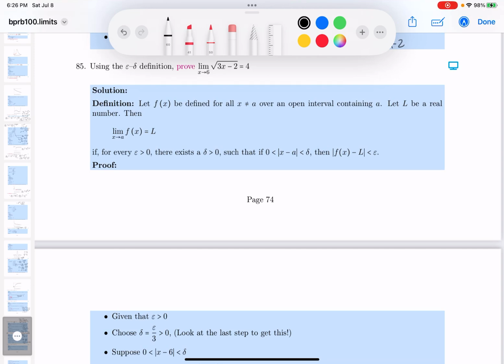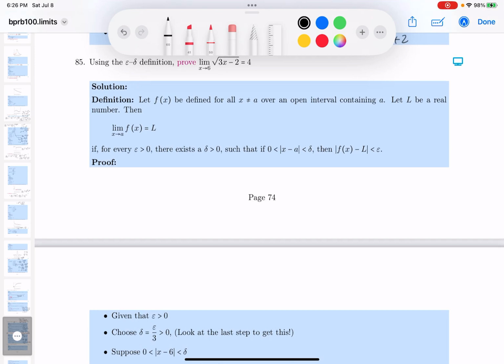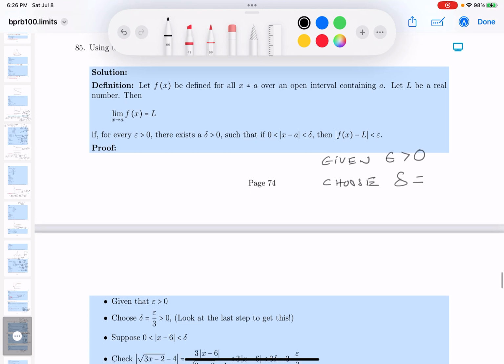Again, we're still in the epsilon delta. Let's write this down. So given, we're given there's an epsilon greater than 0. We're going to choose a delta. I have no idea. And what we're going to do is suppose.